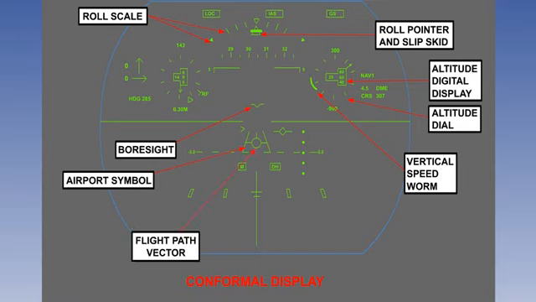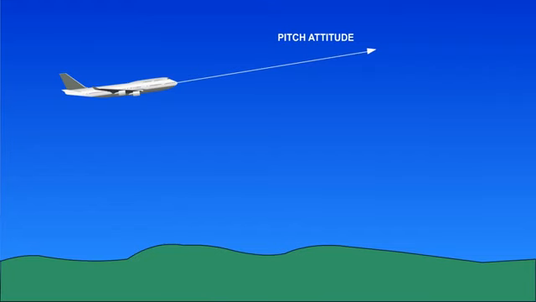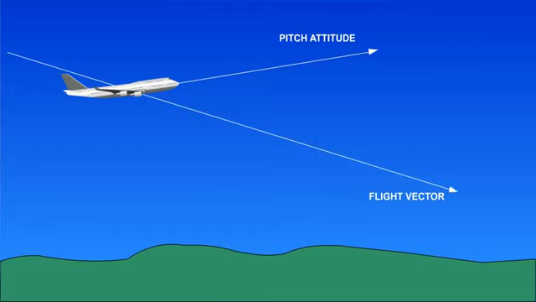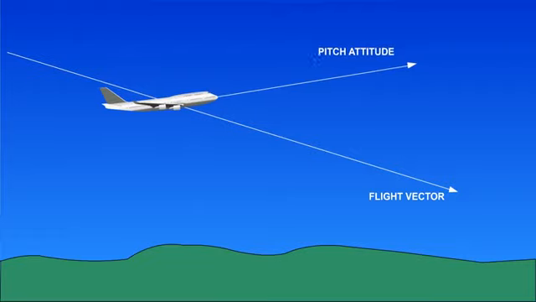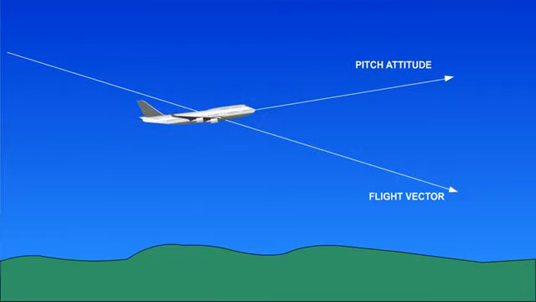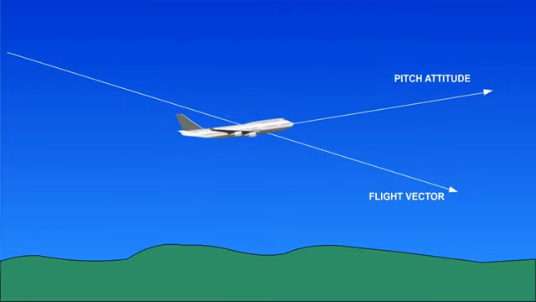However, one of the most important symbols is the flight path vector. This shows the direction in which the aircraft is flying. This is not necessarily the same thing as the aircraft's attitude. For instance, an aircraft can be pitched nose up. But if the speed is low, it may be descending, as happens, for instance, on an approach to land.